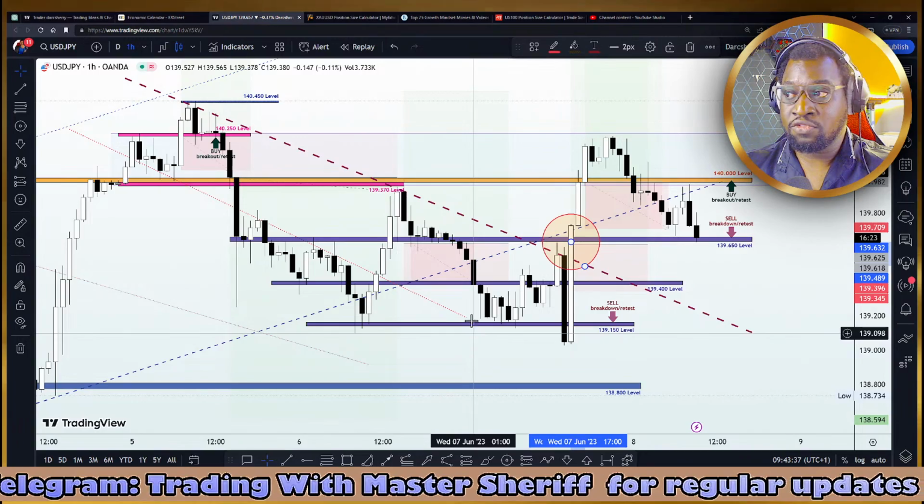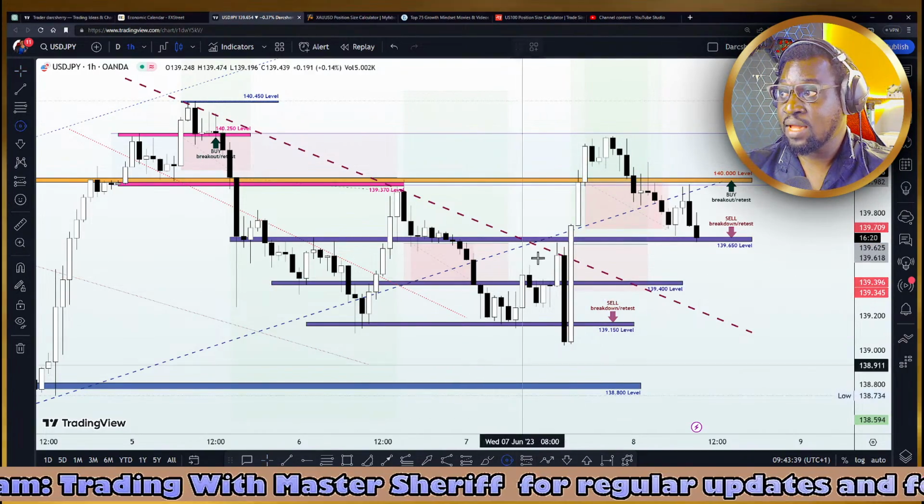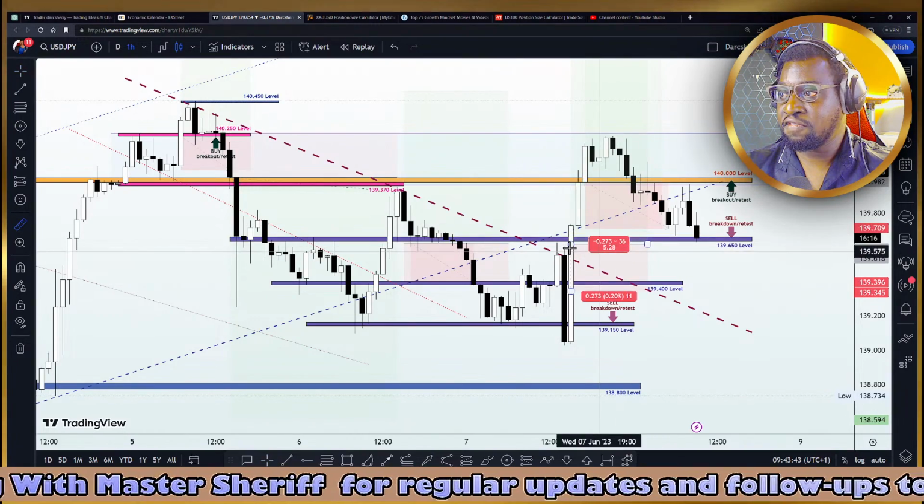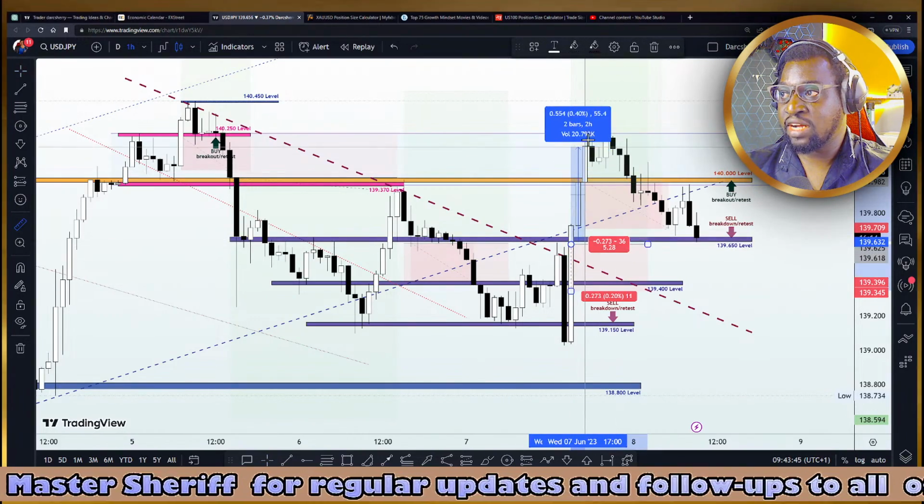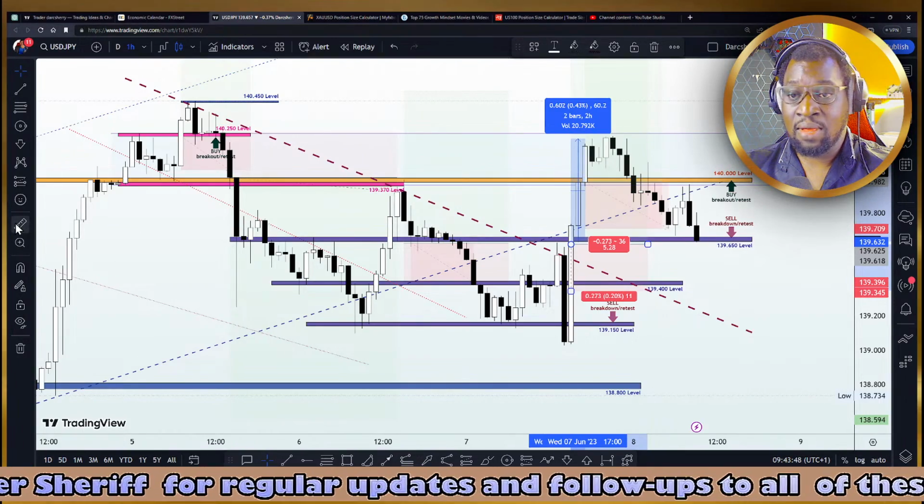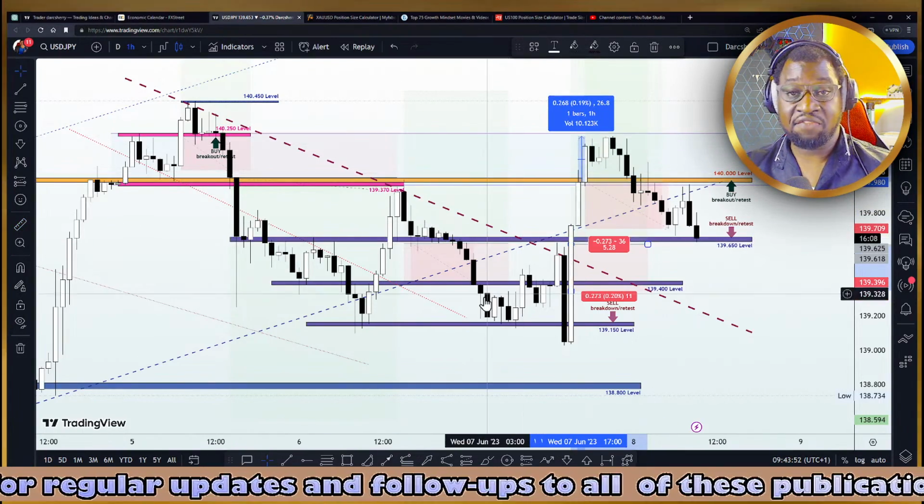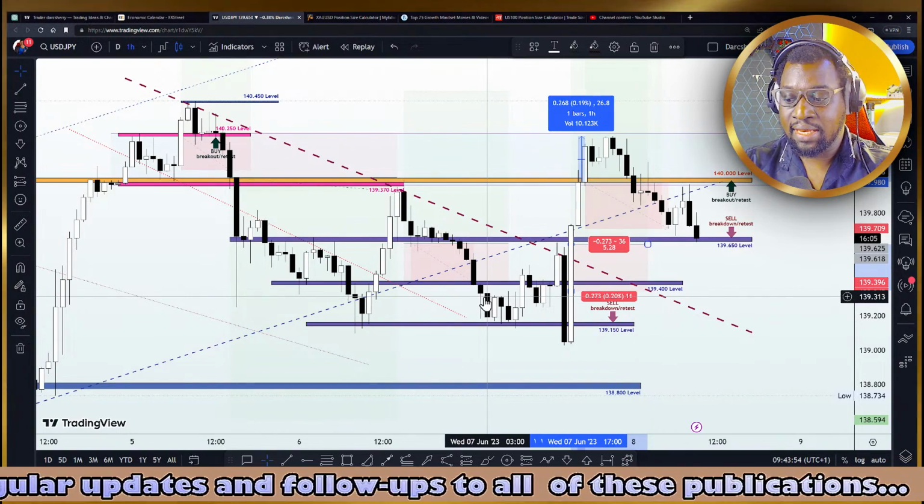So that trigger moved. We also had a trigger here at the key level at the 140.00 level. And for the first buy position here, we saw our price moved about 60 pips in our favor, and the second one moved about 25 pips in our favor.